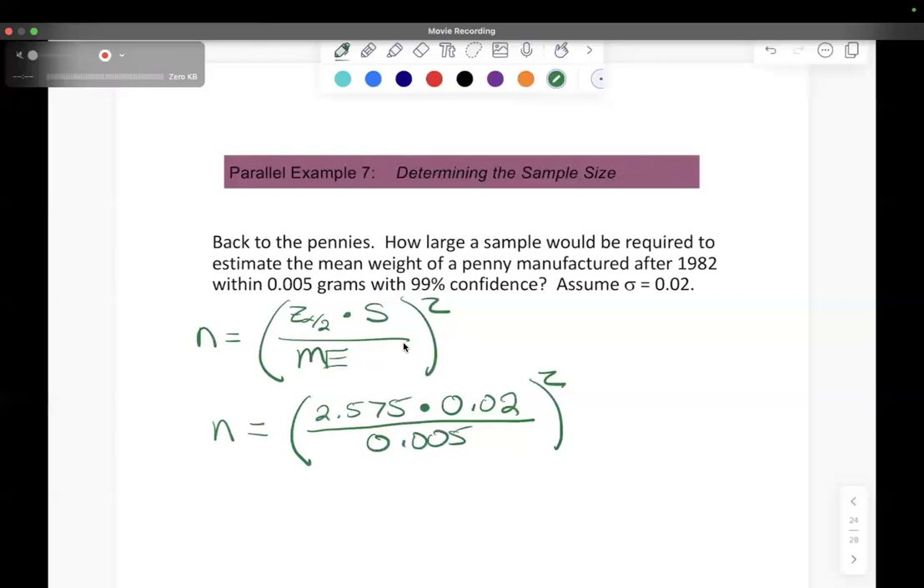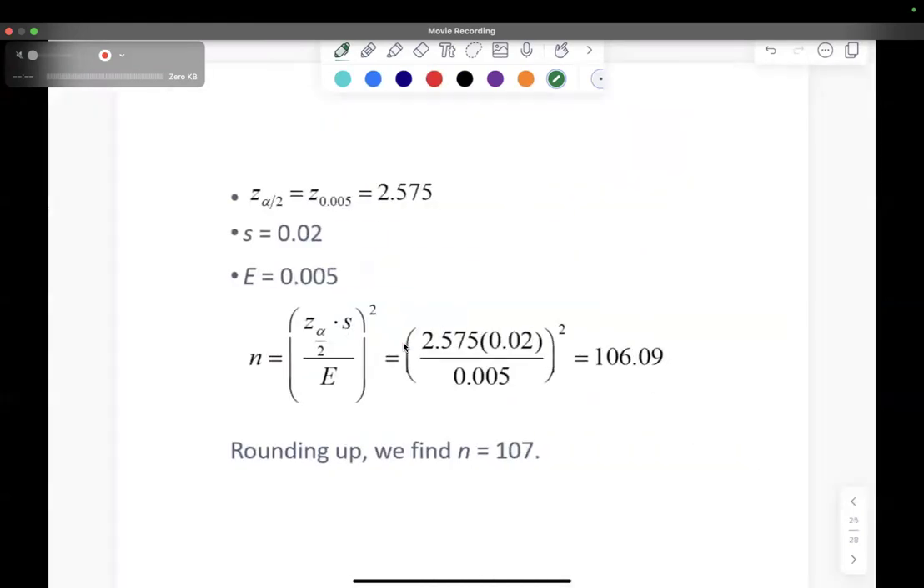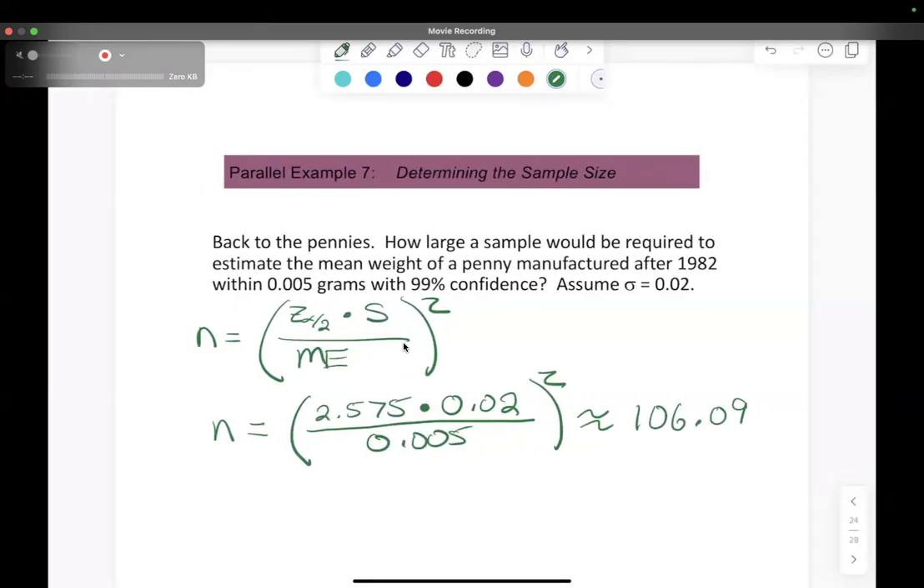And make sure you tell me if I mathed it wrong again, because sometimes I typo. Maybe it's on my next screen. There it is. Got it right. So remember, we always round up. So I need a sample size of 107. I need to survey 107 people to have that 99% confidence. Questions?